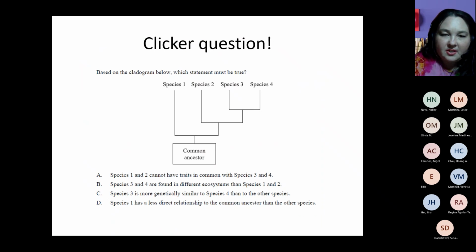Here's a critical thinking question. This is multiple choice. Based on the cladogram below, which statement must be true? A little critical thinking. We're going to be waiting for 7 answers.